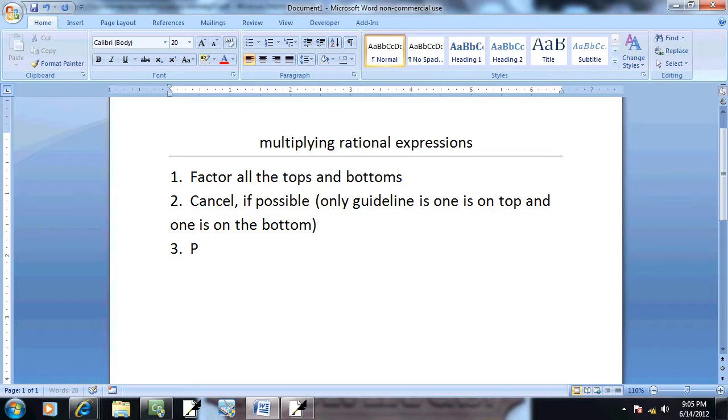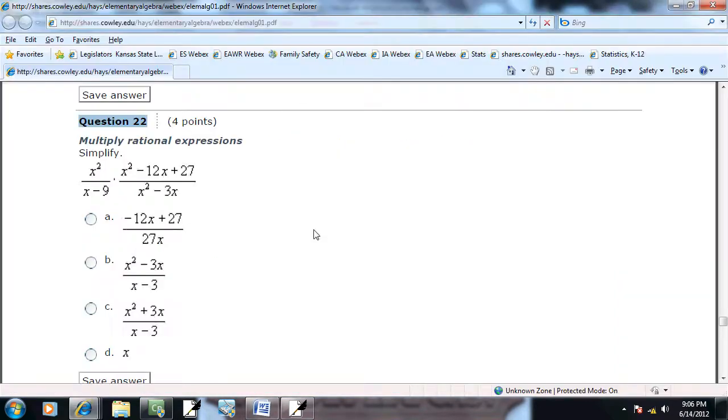And then step 3, put the tops together and the bottoms together. We actually don't multiply them through, we just put them right next to each other with parentheses around them, if there's anything left, that is. So let's look at this problem here.